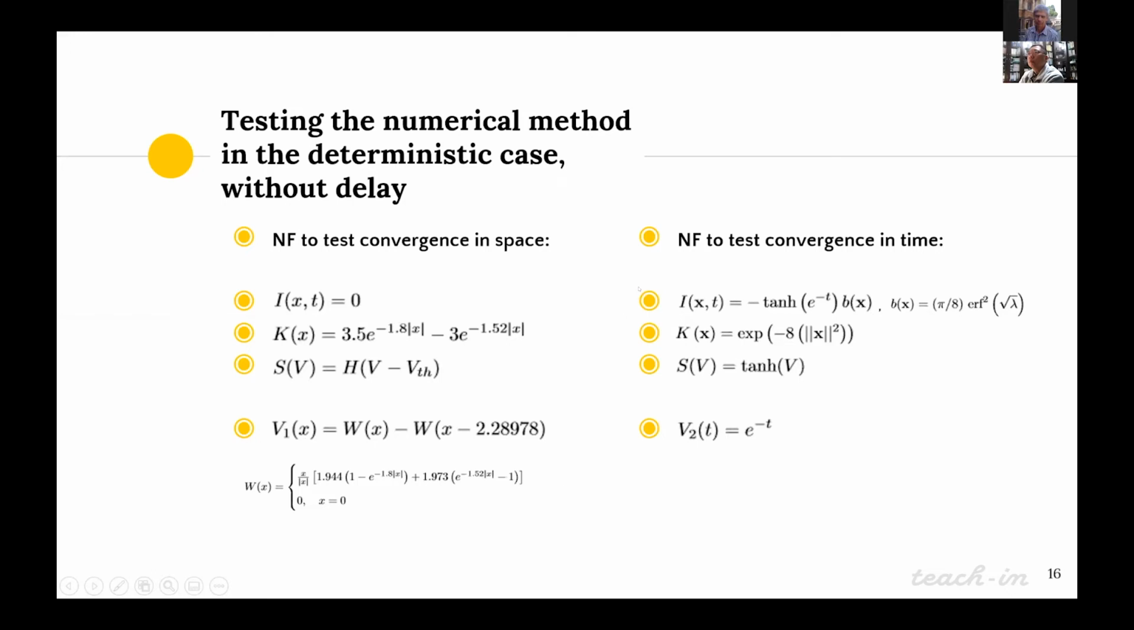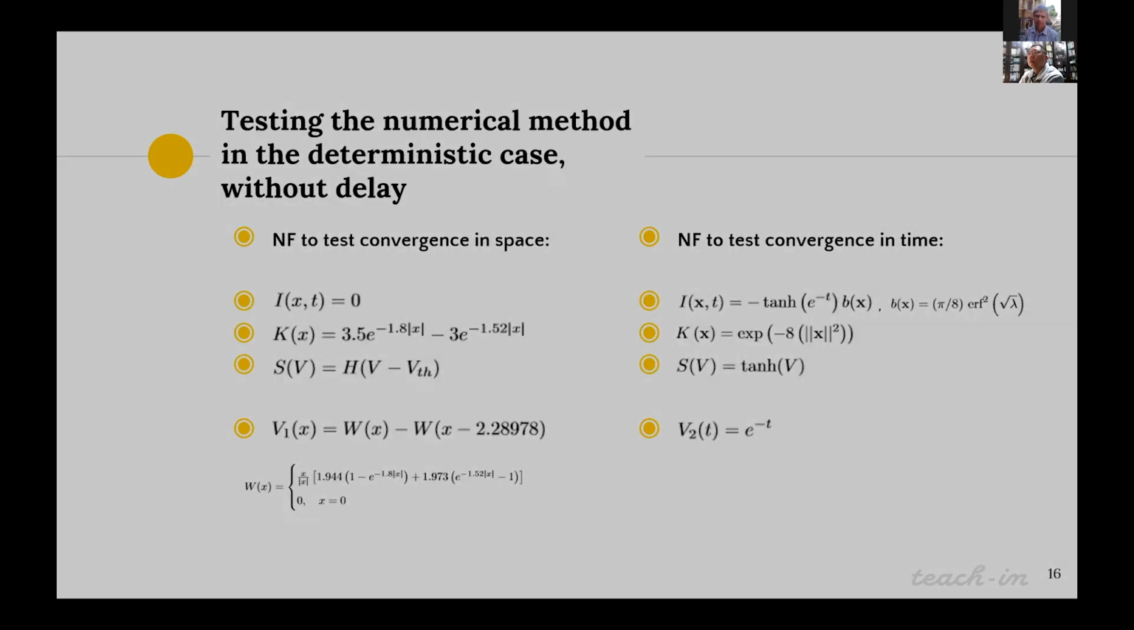The second example is used to test the convergence with respect to time. So in the second example, we also know the exact solution. The exact solution in this case is exponential of minus t. So it does not depend on space. So we use this example to test the convergence with respect to time.